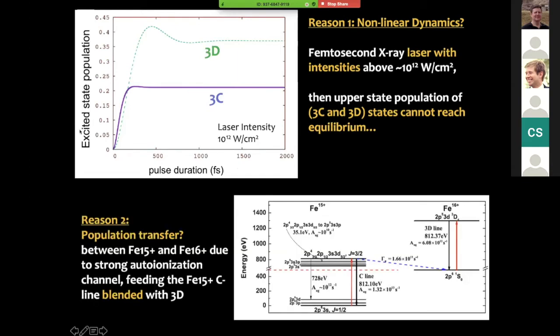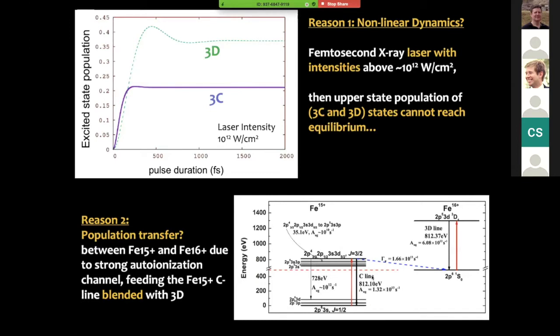The other issue was the population transfer between iron 15 plus and iron 16 plus. It has a very strong autoionization channel, which feeds from the ground state of iron 16 plus to this iron 15 plus J equal to 3/2 level, which feeds this line C around 812, which usually blends with the line 3D. So this can also cause a problem.